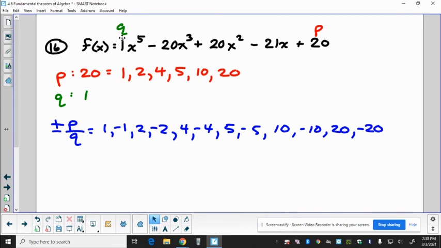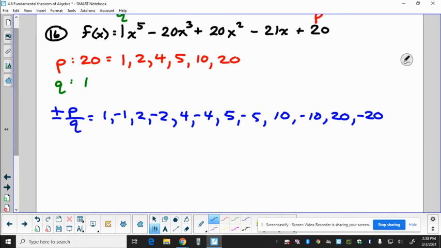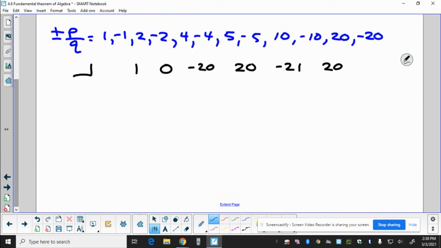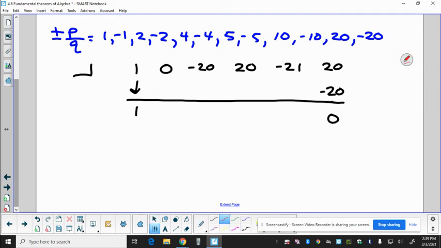All right. Now remember, you look back at that original problem. That function has a missing x to the 4th term. So when we do our synthetic division, this will be for the x to the 5th. There is no x to the 4th. A -20x to the 3rd, 20x squared, a -21x, and a 20. Okay. Which number from the list will work to give us a negative 20 in that spot and a 0 remainder? Let's try 1.